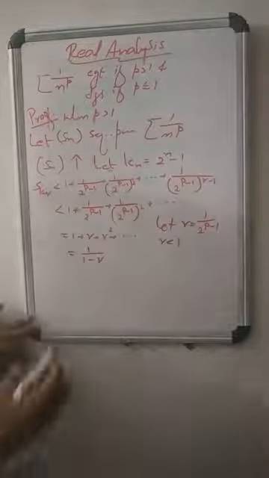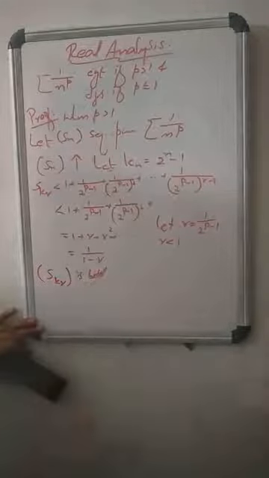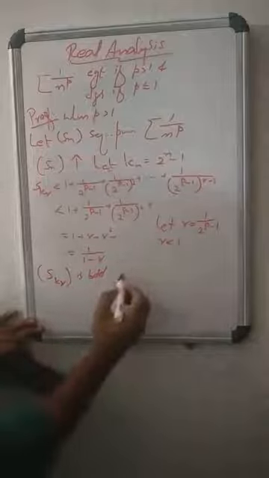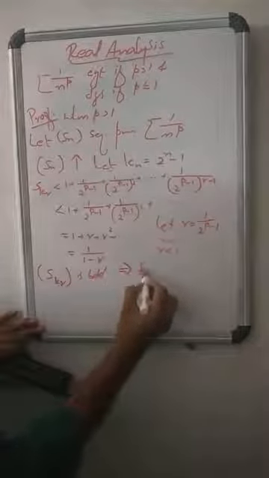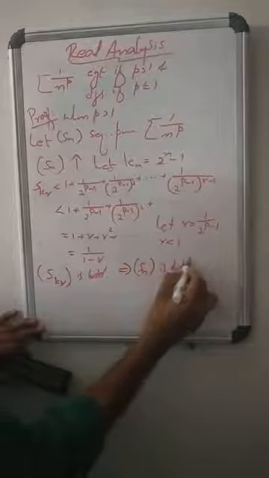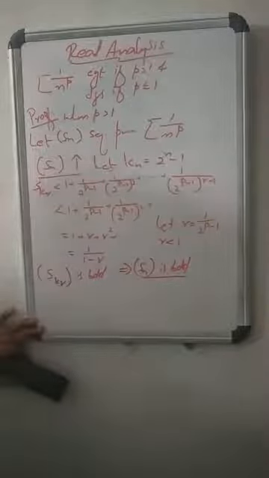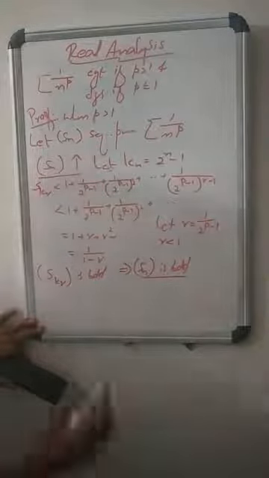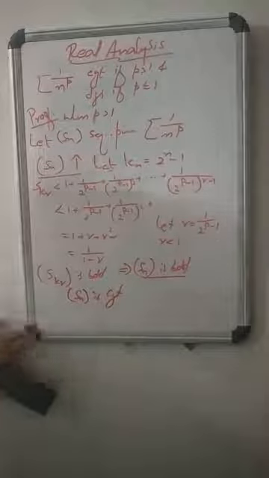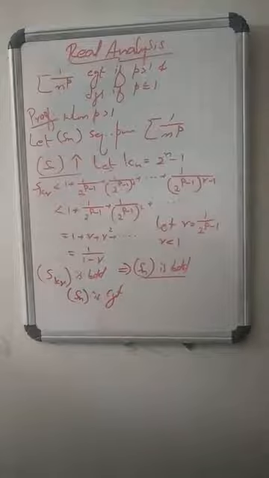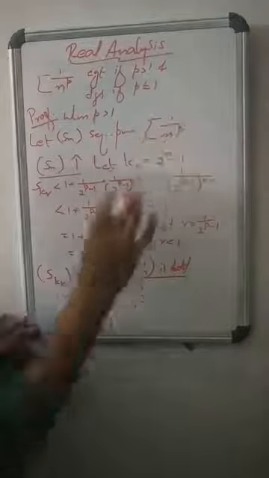That means sequence S_Kr is bounded. Sequence S_Kr is a subsequence of the sequence Sn, so that implies sequence Sn is bounded. Sequence Sn is also an increasing sequence. Then by the monotone convergence theorem, sequence Sn is convergent. Agreed? Sequence Sn is convergent. What is sequence Sn? The sequence Sn is the nth partial sum of the series sigma 1 by n power p, that is convergent.